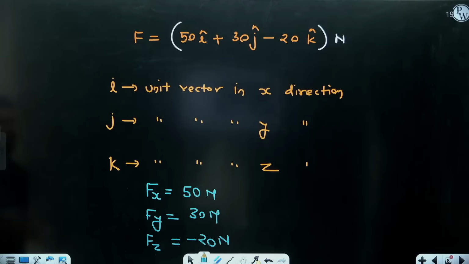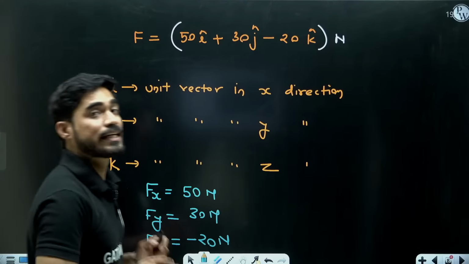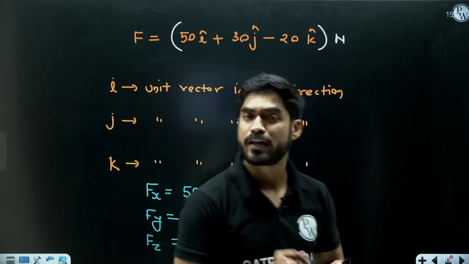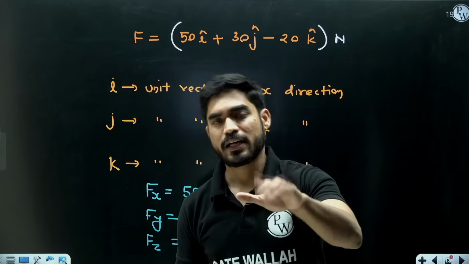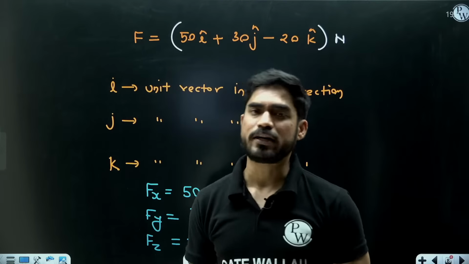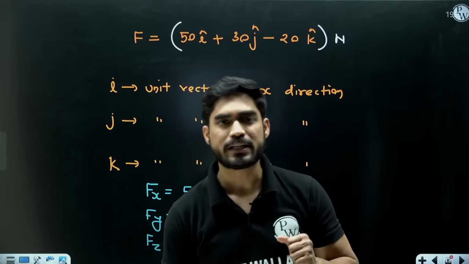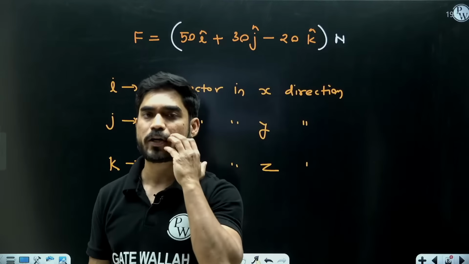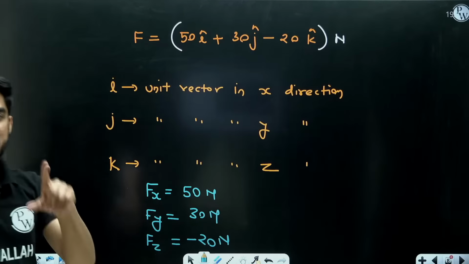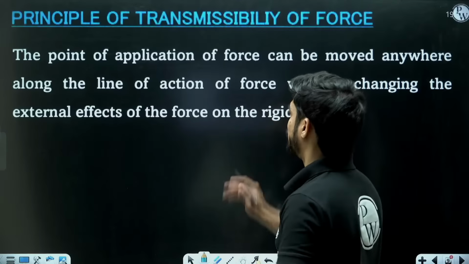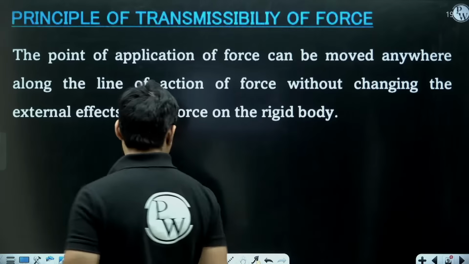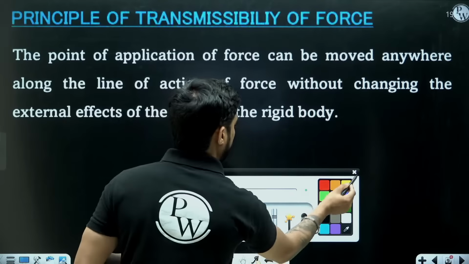Now, let me explain to you why we don't need the point of application in engineering mechanics. I am not saying that you never need point of application of a force. In some subjects, you will need point of application. For example, in strength of materials, the point of application is going to matter. But in engineering mechanics, the point of application doesn't matter, and it has something to do with principle of transmissibility of force. Now, what is principle of transmissibility of force?